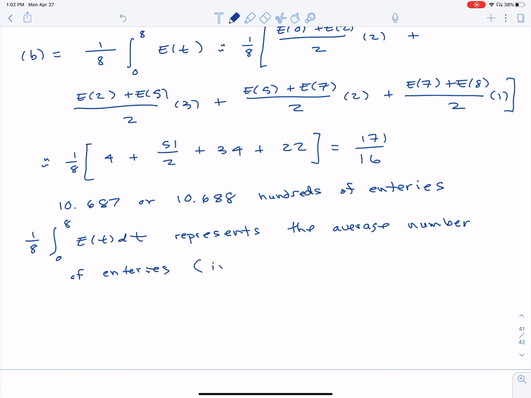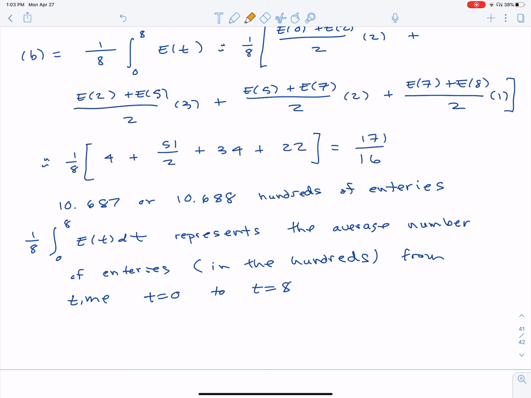I'm going to put down in the hundreds because that's what it was, from time t equals 0 to t equals 8. So just before we finish that up, just a couple little notes here on my explanation that are important.